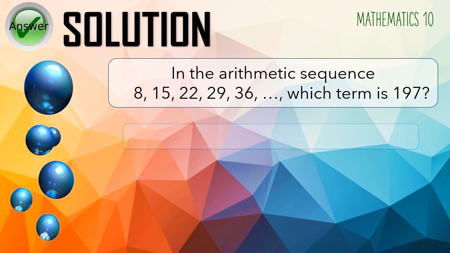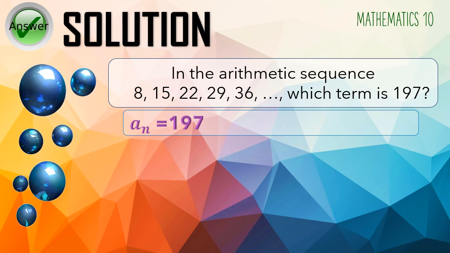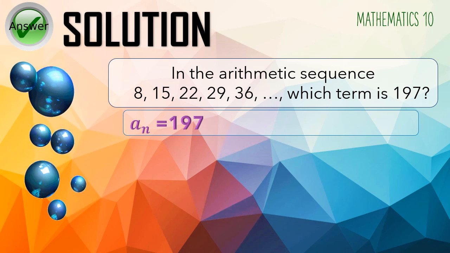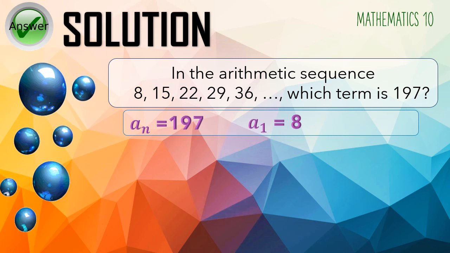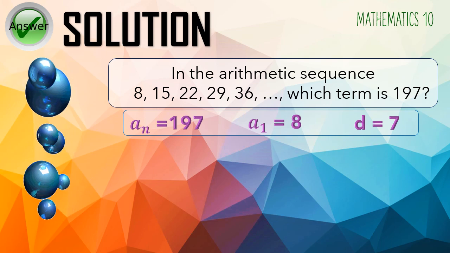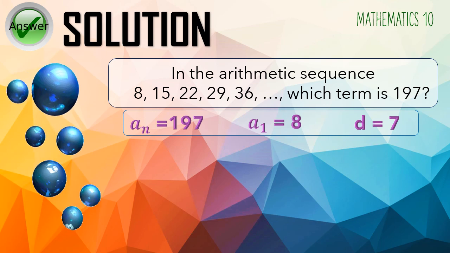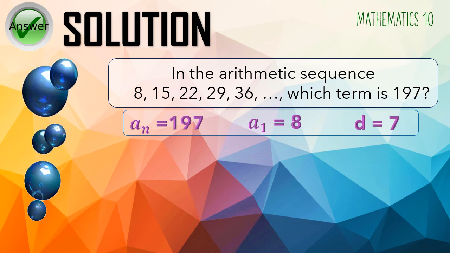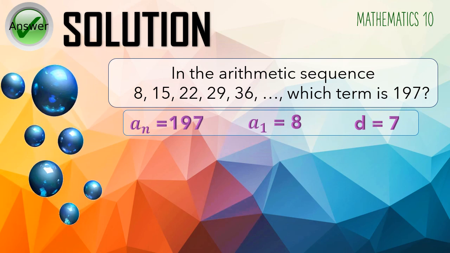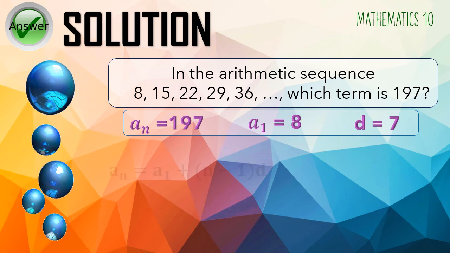Okay, so first, you need to sort out the necessary data. So we have a sub n equals 197. It was given in our problem already. Next we have our first term, or a sub 1, we have 8. And for our common difference, we have 7. So again, how did we get the common difference? We just simply subtract second term by first term, or third term by second term, fourth term by third term, and so on.